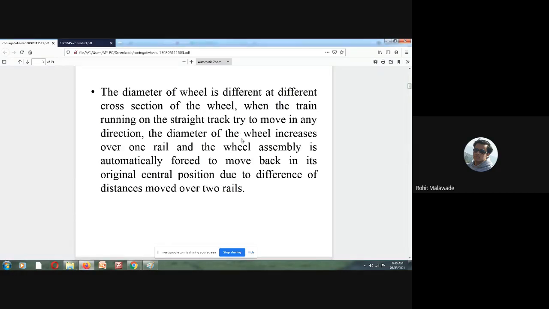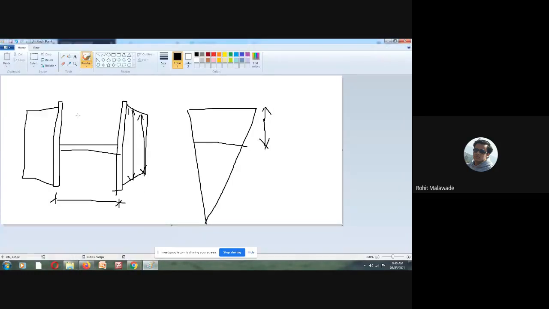The diameter of the wheel increases over one rail, whereas on the other side the diameter is going to be reduced, right? Here, if it is moving outside, what is going to happen? The diameter is going to increase, right? Here it is going to move outside, the diameter is going to decrease, and here the diameter is going to increase. So on both sides, what is going to happen? On one side the diameter is going to increase, and on one side the diameter is going to get reduced.